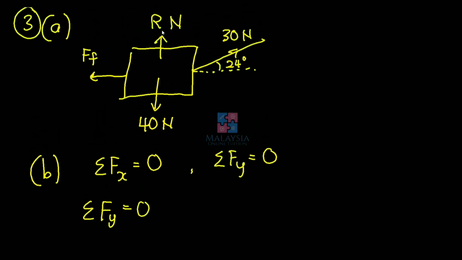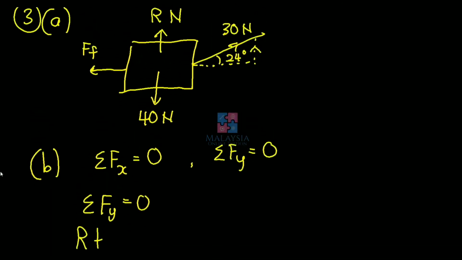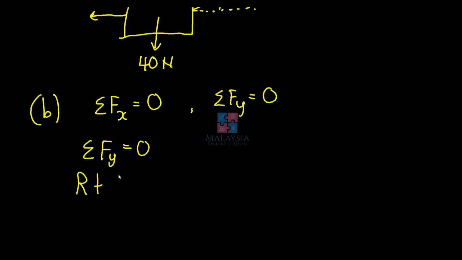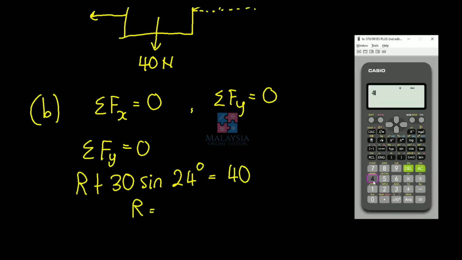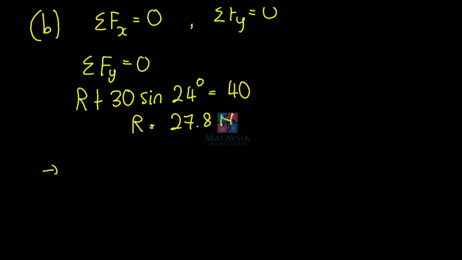Then you can see that R, together with the vertical component of this 30 Newton, will be equal to 40 Newton. So R plus the vertical component, which is 30 sine 24 degrees, equals the force going downward, which is 40 Newton. Then your R will be equal to 40 minus 30 sine of 24 degrees, and that will be equal to 27.8 Newton. So this will be our reaction force. What can we do with our reaction force? We can find the frictional force that is acting.